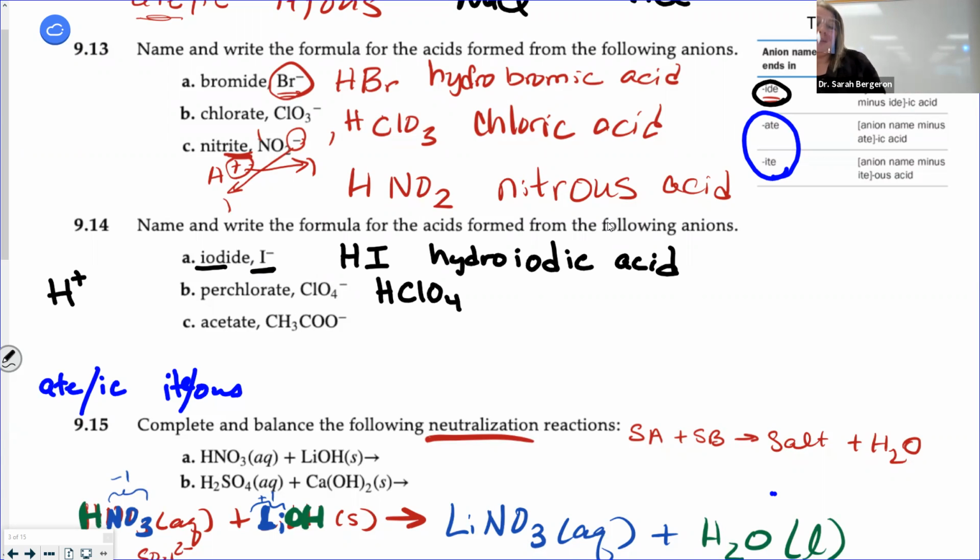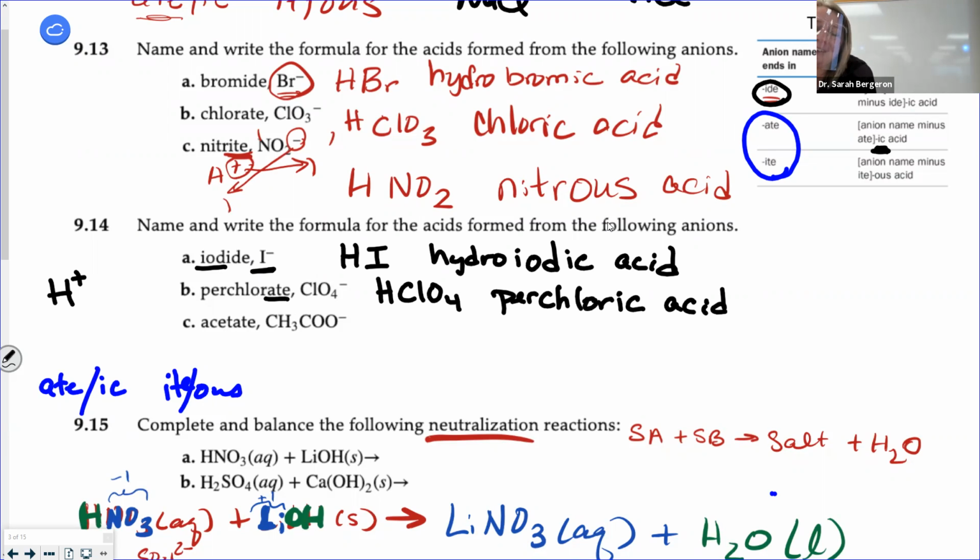So now, what are my rules? If I end in ATE, what am I now going to end in? IC, ick. So I'm going to say perchlor. Instead of ATE, I'm going to put IC and I'm going to put the word acid. So this is perchloric acid. Once you know the rules, it's not so bad. And very nicely, I gave you the rules, all right?